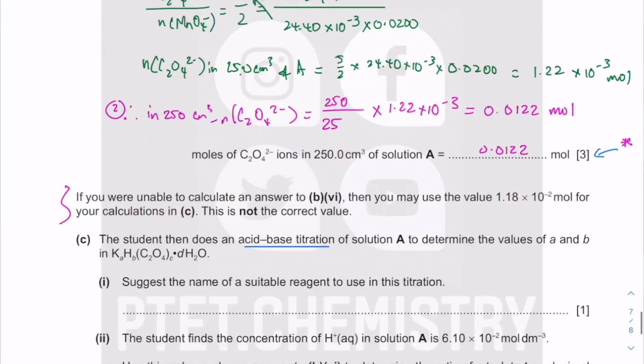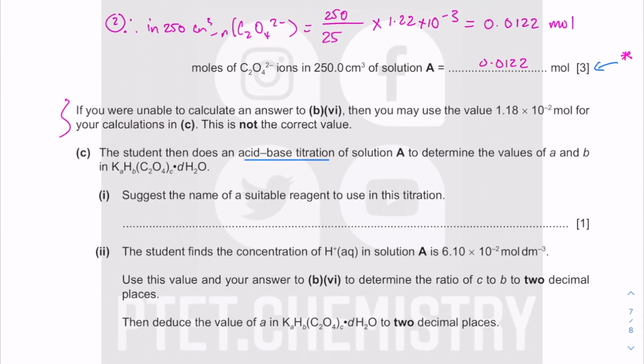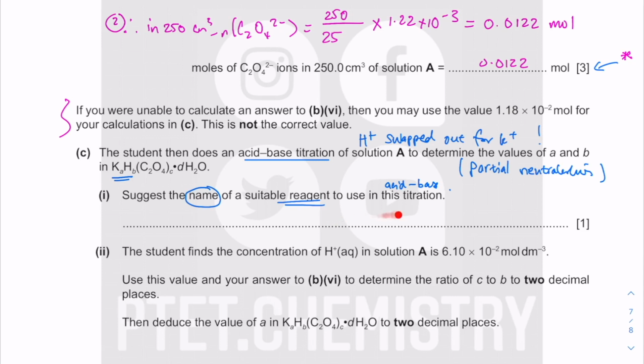Now we're just going to do an acid-base titration, and that is to determine the value of A and B, because this is to do with the H plus swapped out for K plus. Alright, remember it was partial neutralization. If you remember the earlier bit of the question, partial neutralization was mentioned earlier in the question. Because this is an acid-base titration and they want the name of a suitable reagent to use in this titration. Reagent, so it's a reagent, it's not an indicator, it's a reagent.